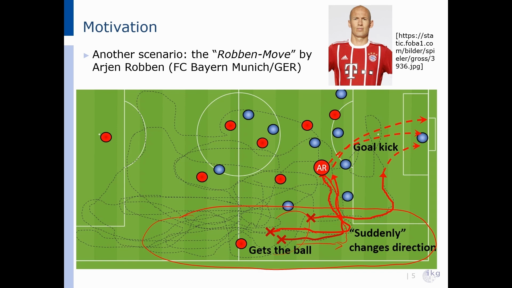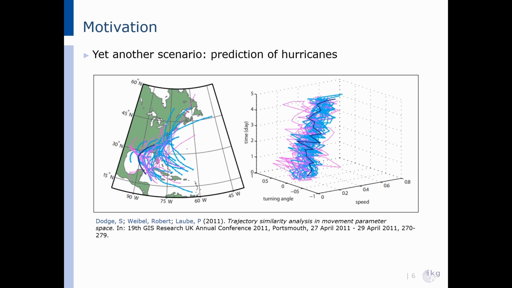And here we can see that this could also be a kind of pattern which we might identify if we are looking at football later. Yet another different scenario comes from meteorology, where we are looking at hurricane data, so hurricane movements. On the left part of the image, you can see the trajectories of the storms over a certain period of time. And what you can see is that they are somehow similar, right?